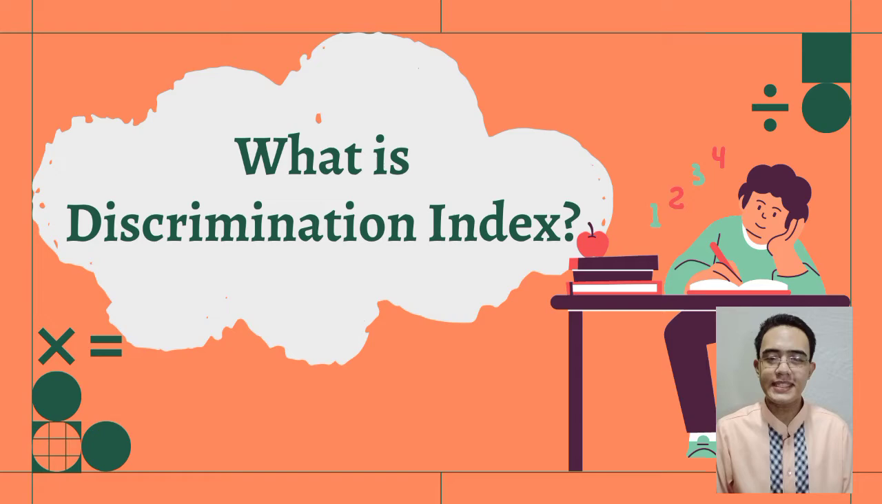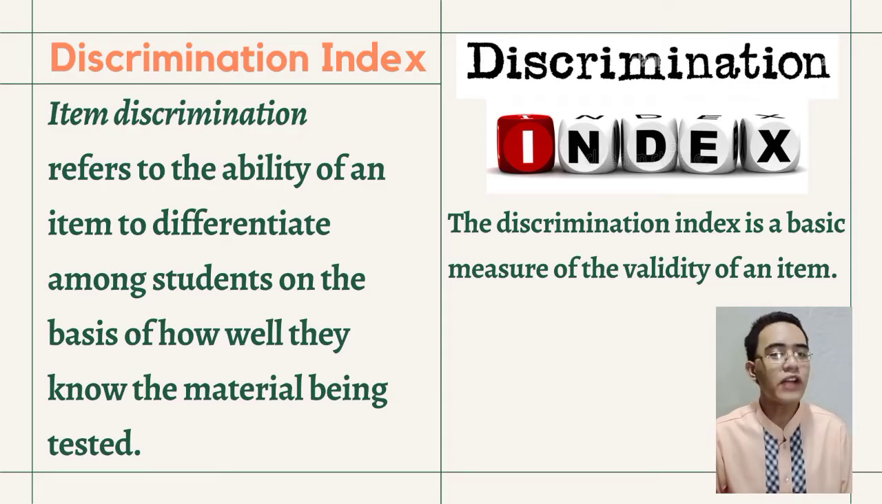So, what is Discrimination Index? Item discrimination refers to the ability of an item to differentiate among students on the basis of how well they know the material being tested. The discrimination index is a basic measure of the validity of an item. It is a measure of an item's ability to discriminate between those who scored high on the total test and those who scored low.